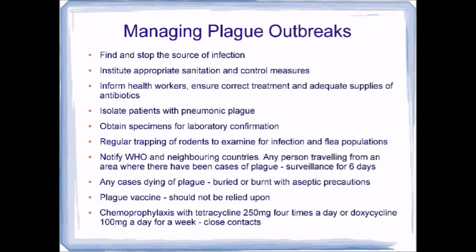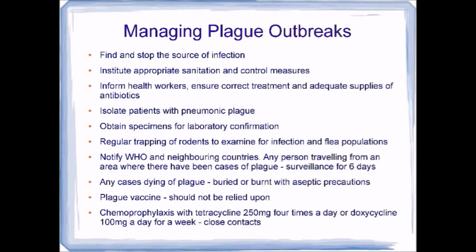To manage a plague outbreak, first of all find and stop the source of infection, that is, identify the most likely source of infection in the area where the human case was exposed, typically looking for clustered areas with large numbers of small animal deaths. Appropriate sanitation and control measures are required to stop the exposure source.